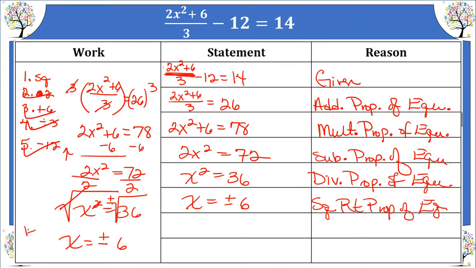And we have exactly 2 solutions. Positive 6 and negative 6 will make the left side equal the right side. We will have a true statement with either one of those values.